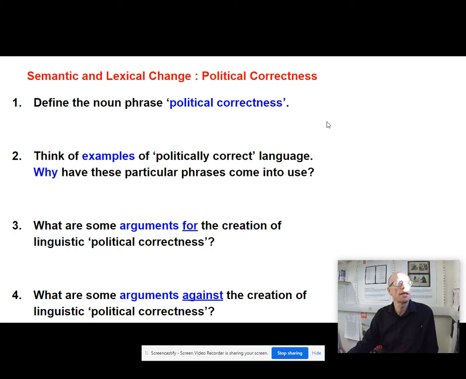Let's go back to basics here and try and define what actual political correctness is in terms of language. So do a dictionary definition of the noun phrase, and then try and think of particular examples of politically correct language, and then think, well, why have these particular phrases come into use, particularly in the last 20, 30, 40 years? And then, what are the arguments for the creation of linguistic politically correct words, and what are some of the arguments against? Okay, so 4 tasks for you to be doing there. If I were you, I'd be pausing the video there and writing down your answers.